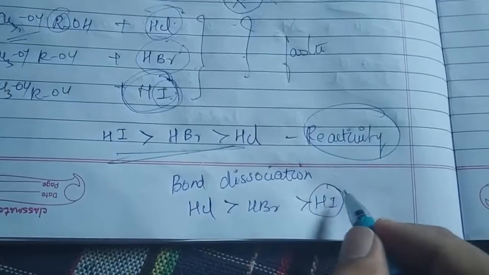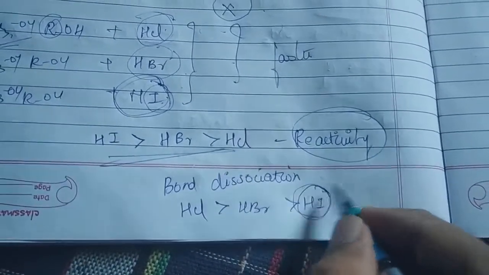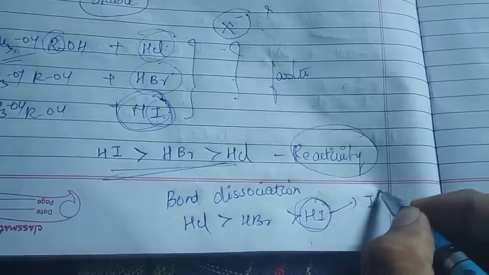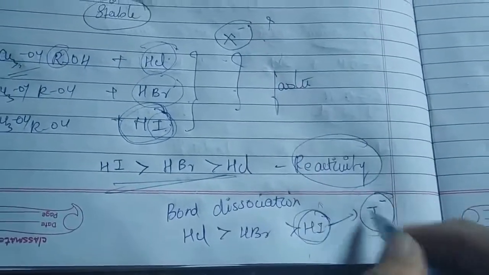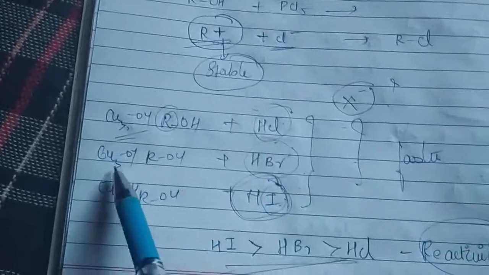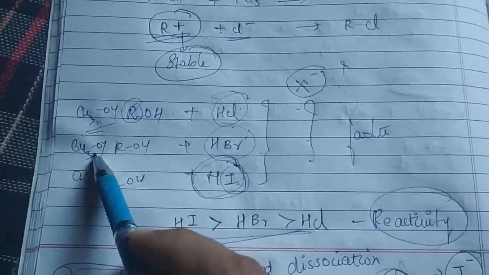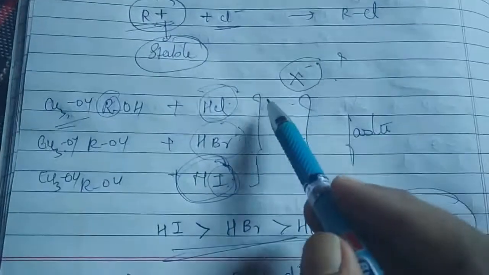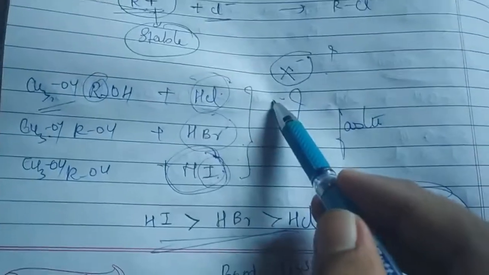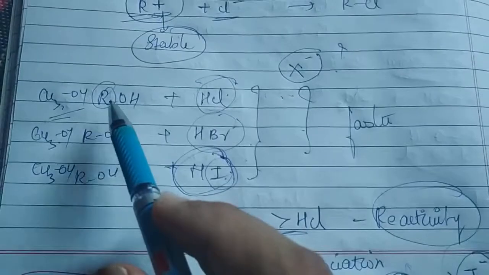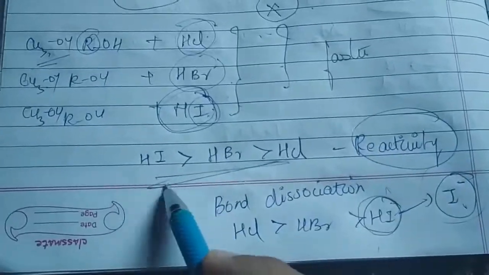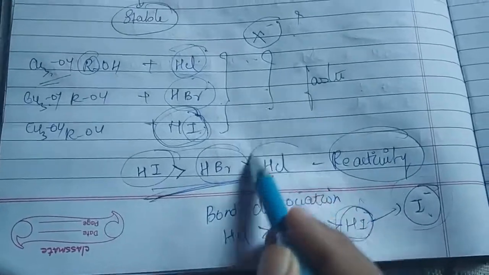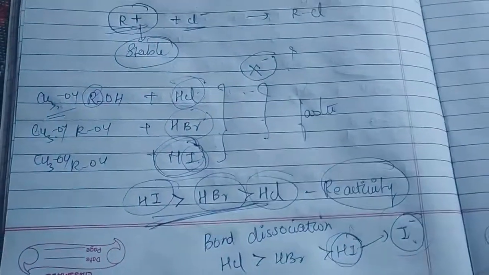Since the bond dissociation energy of HI is very much less, it can easily be broken. At a faster rate, I would be getting my iodide ion. Once I get my iodide ion, it will easily go and attack the respective carbocation, in this case a primary carbocation. So the reactivity of the hydrogen halides towards the respective alcohol follows this order: first is HI, second is HBr, third is HCl.